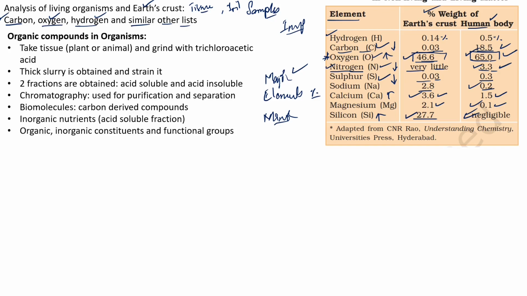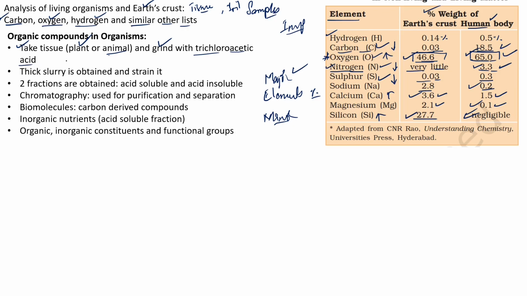That is organic compounds in the case of organisms. Now how can we determine the organic constituents in the tissues of living organisms? It is quite a simple task, because we can take a tissue. If you want, you can take a plant, which is very easily accessible, and in some cases you can even take animal tissues. And we have to grind this particular tissue with a chemical called trichloroacetic acid.